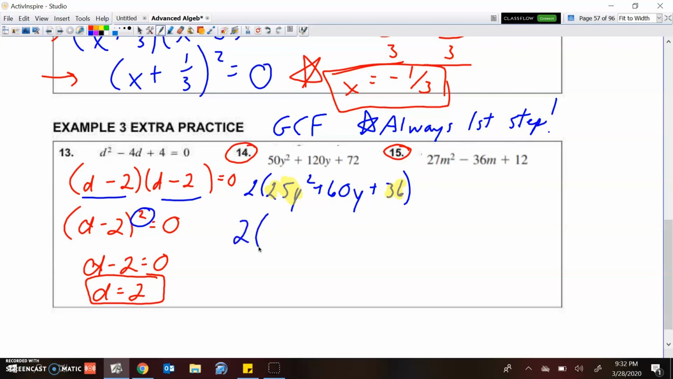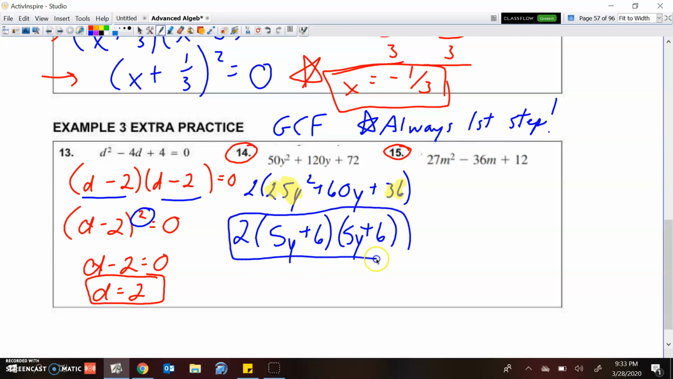25 is going to break into 5y and 5y. 36 breaks into 6 and 6. And both are plus. Now, if I check that, it would work. Notice there's no equal 0, so that's my end answer.